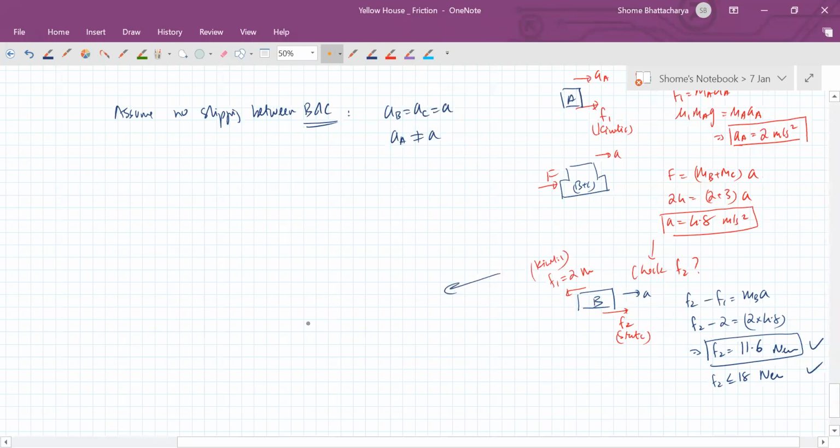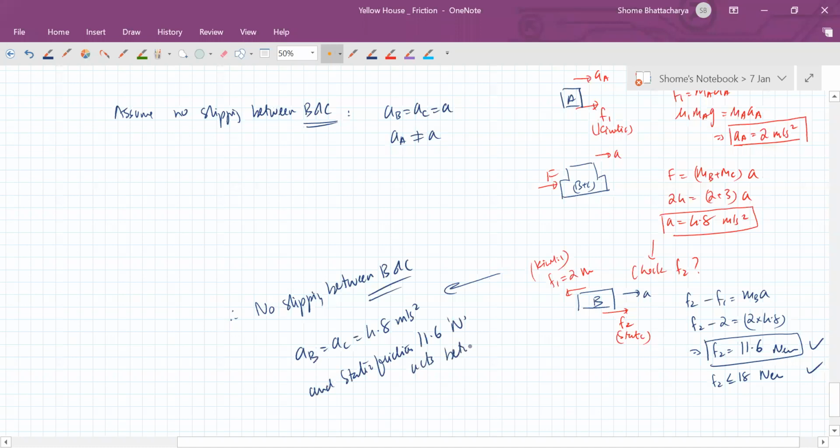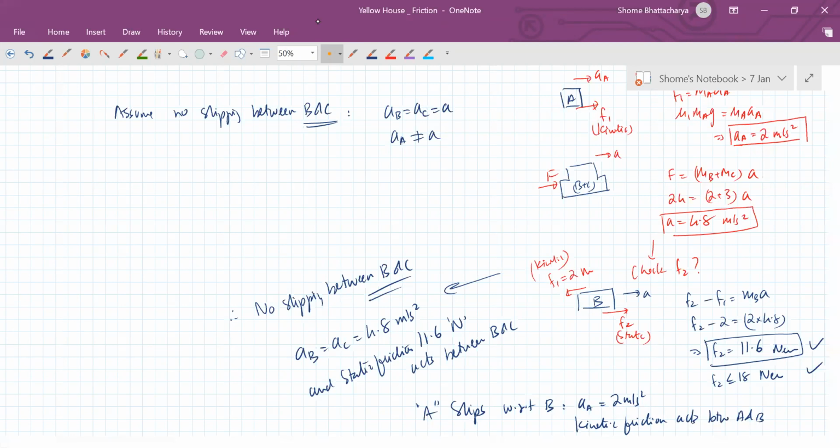Okay. So therefore, what is happening is that there is no slipping between B and C. So acceleration of B and acceleration of C have a common value of 4.8 meters per second square, and static friction of 11.6 newtons acts between B and C, whereas A slips with respect to B such that acceleration of A becomes 2 meters per second square, and kinetic friction acts between A and B. Okay, so that is the final conclusion.